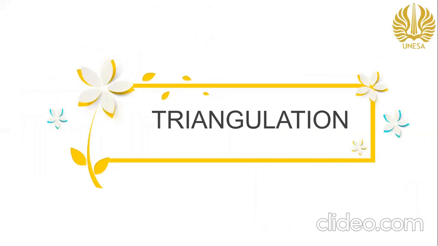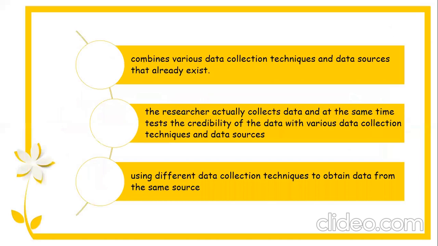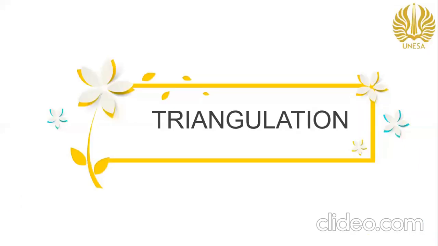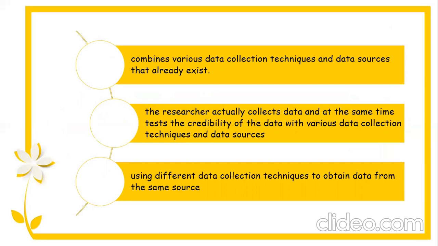Okay, thank you, Budian. Well, now let's talk about triangulation. Triangulation refers to the use of multiple methods or data sources in qualitative research to develop a comprehensive understanding of phenomena. This is according to Patton, 1990. This means this approach uses more than one method in collecting the data.